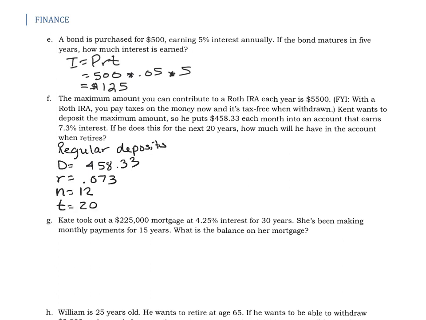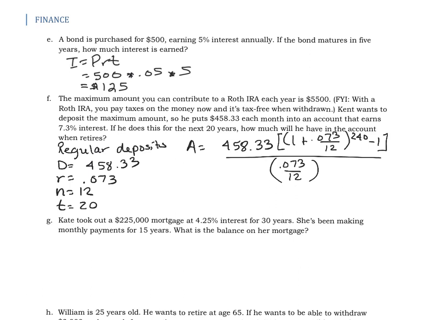Okay, so using our annuity formula, we will substitute $458.33 in for our deposit, and I will pause and substitute the rest of the amounts into the appropriate variable. Okay, so when I type this into my calculator, I should get $247,645.62.